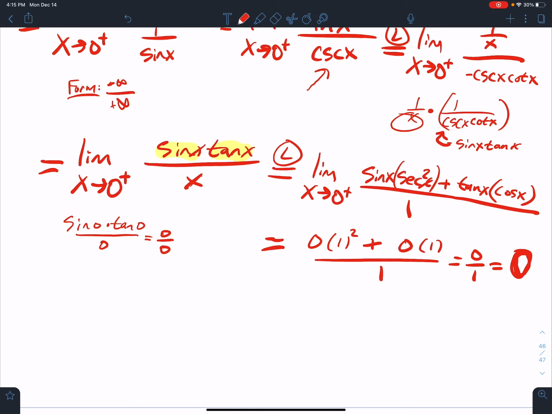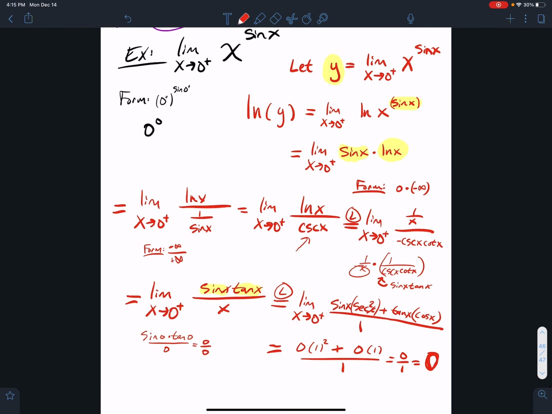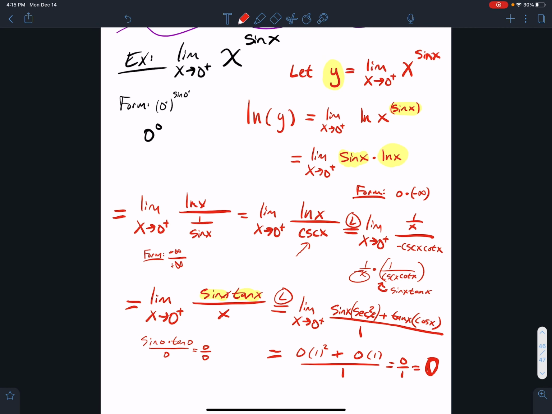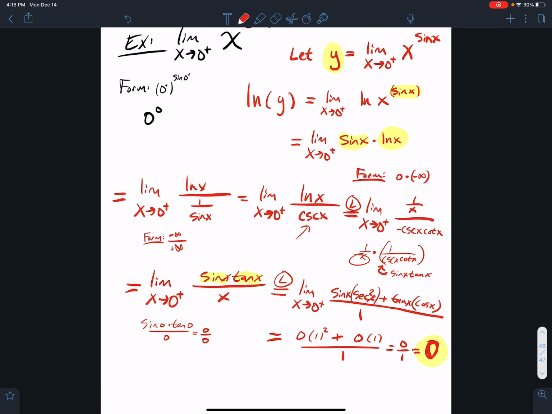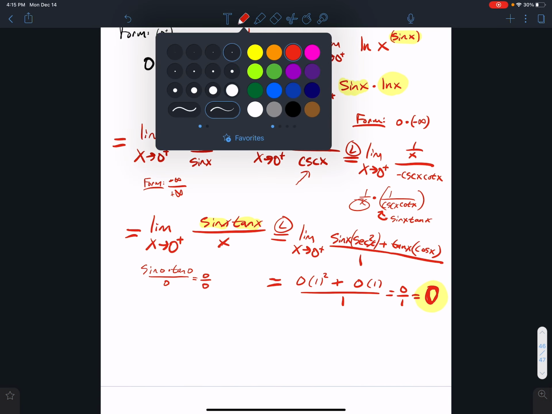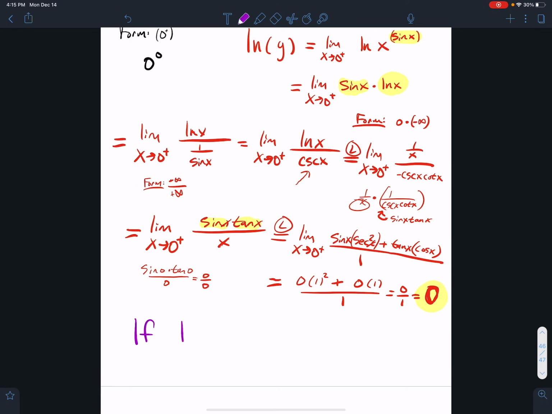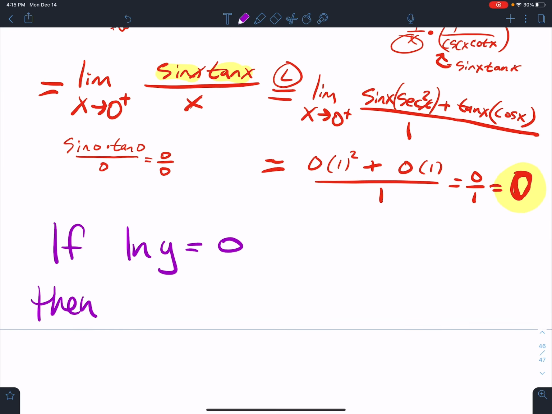But do not let this fool you, because here's the thing that messes students up. They think, man, I did all this work and I got 0. I must be done, right? But what did you do? You did the natural log of the answer. So the natural log of the answer is equal to 0. So what does that mean? So I need you to write this, okay? So that says if the natural log of the answer is equal to 0, then what does that tell me?